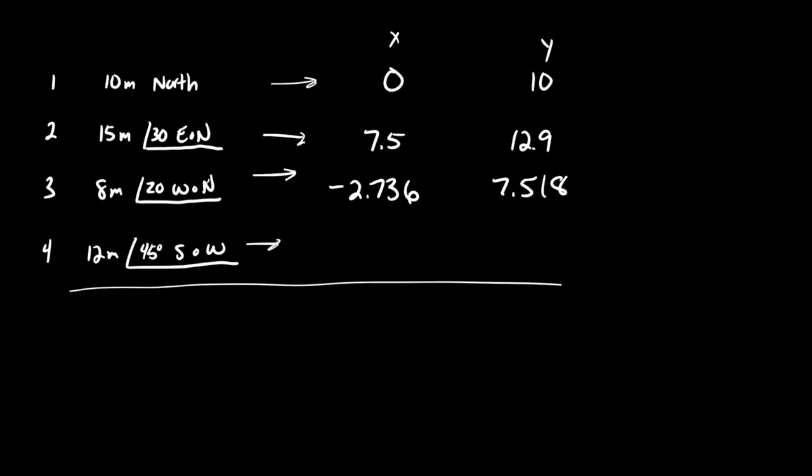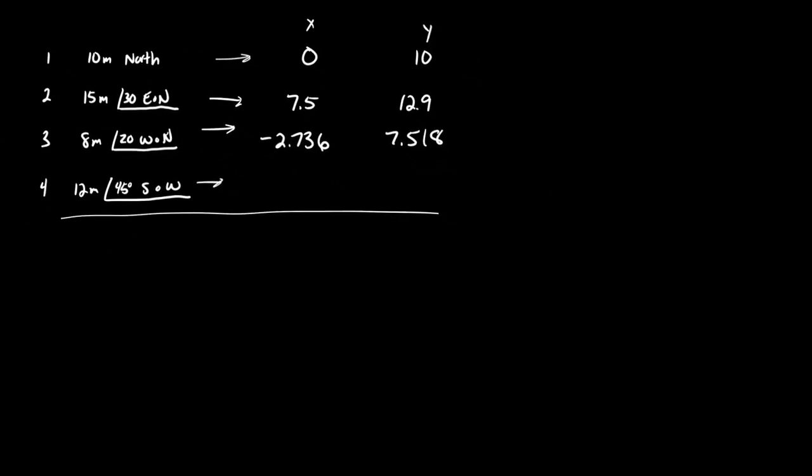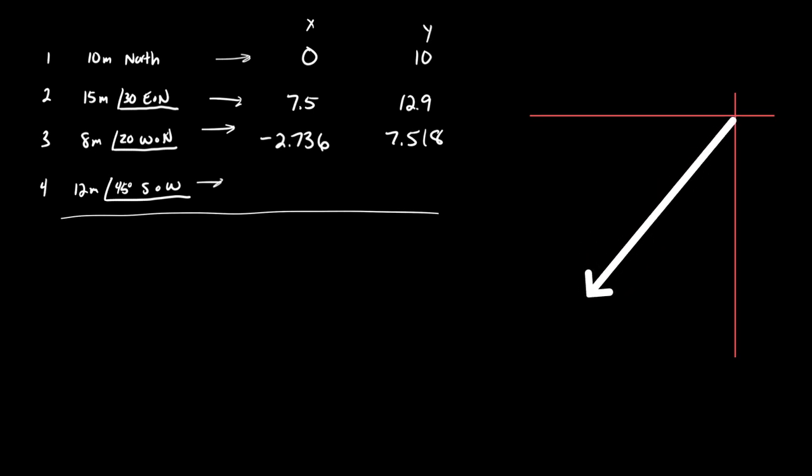Got one more. That's going to be number 4. And that guy is 12 meters, 45 degrees south of west. That clearly puts him in the third quadrant. It's 45 degrees, and although it says south of west, it doesn't really matter. We know about 45 degrees, so I'm not too worried. But I'm going to put my 45 degrees here.